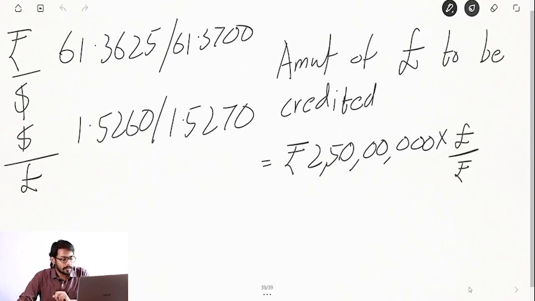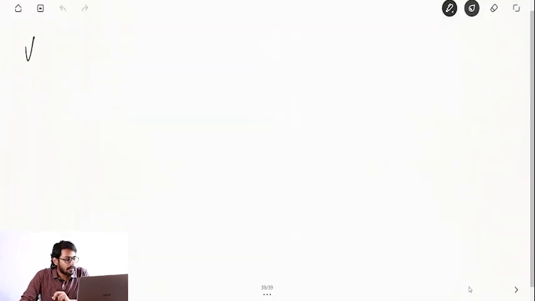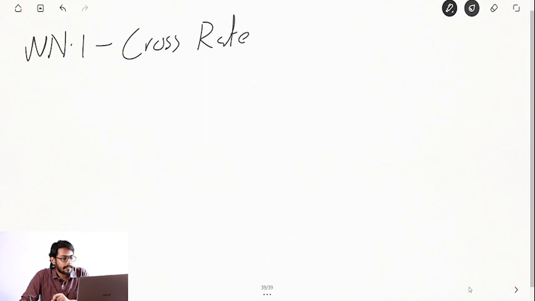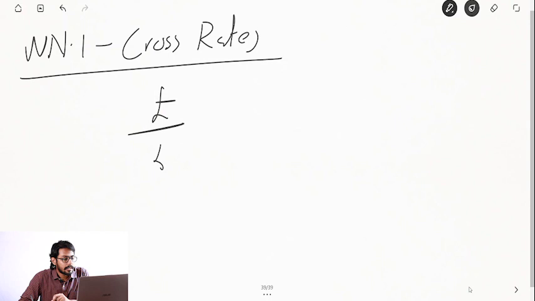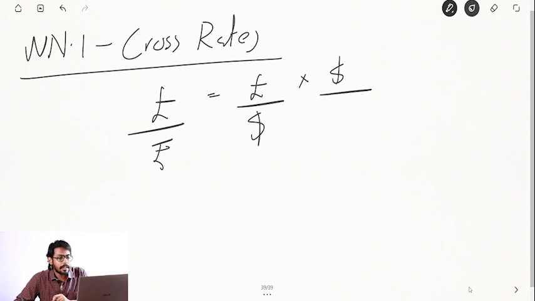So come to working note 1, cross rates. Pound by rupee is equal to pound by dollar into dollar by rupee. Dollar and dollar get cancelled, you get pound by rupee. Written that is in order.